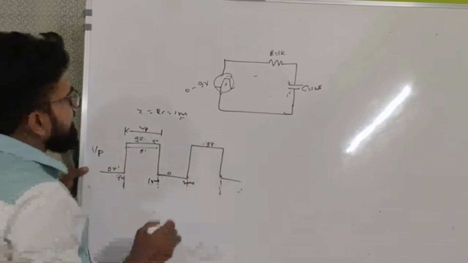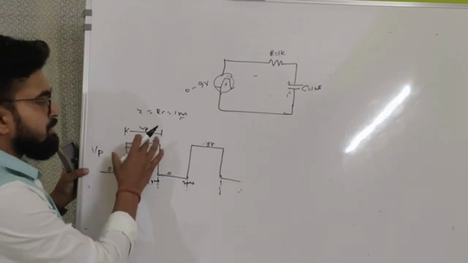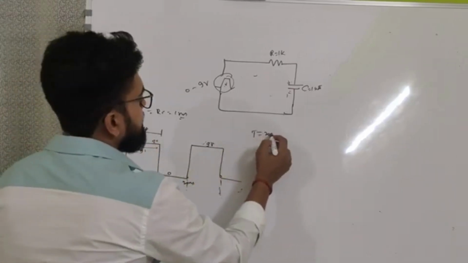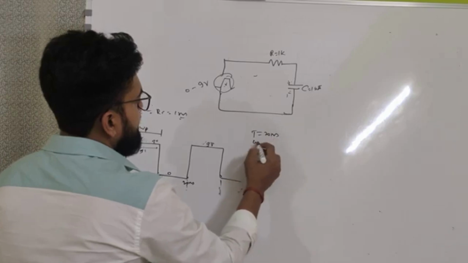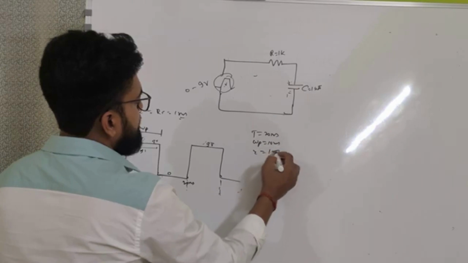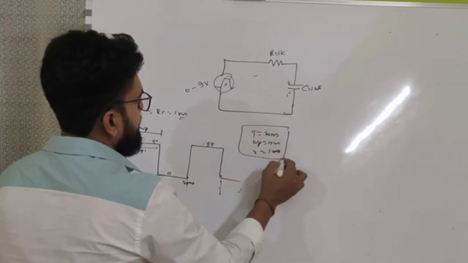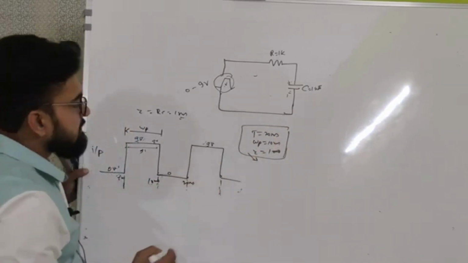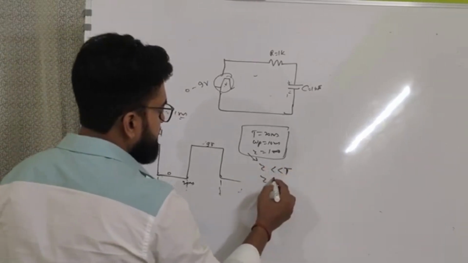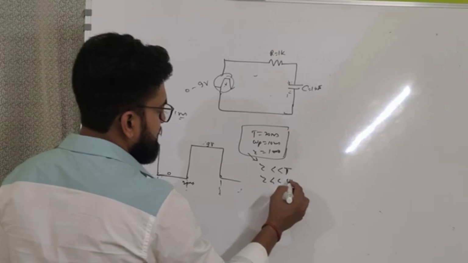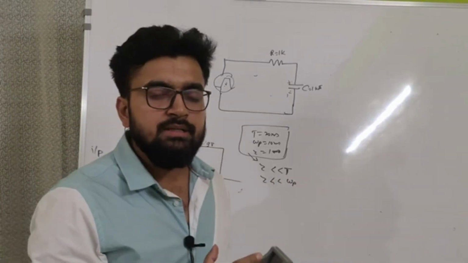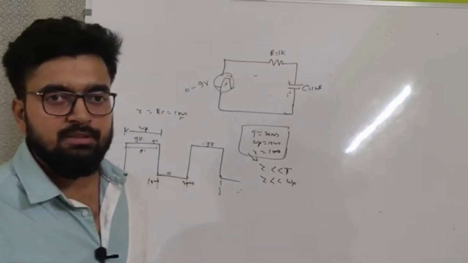Now, let's give a step input of 0 volt to 9 volt in this way with a time period of 20 millisecond and a pulse width of 10 milliseconds, and tau, what we have calculated, is 1 millisecond, right? So from this what we can say is tau is much less than the time period and tau is also much lesser than the pulse width. It means the capacitor has enough time to charge completely and discharge completely as well.